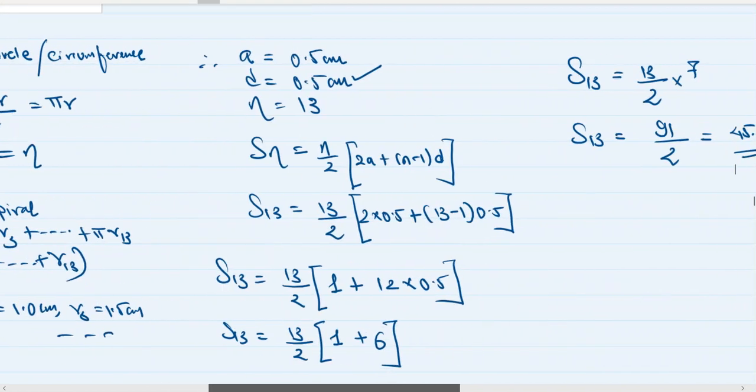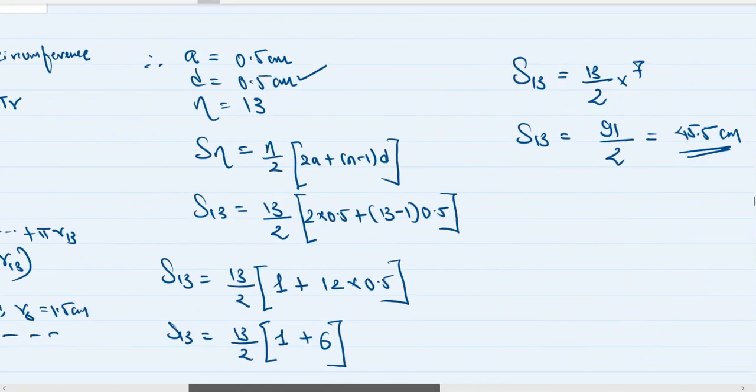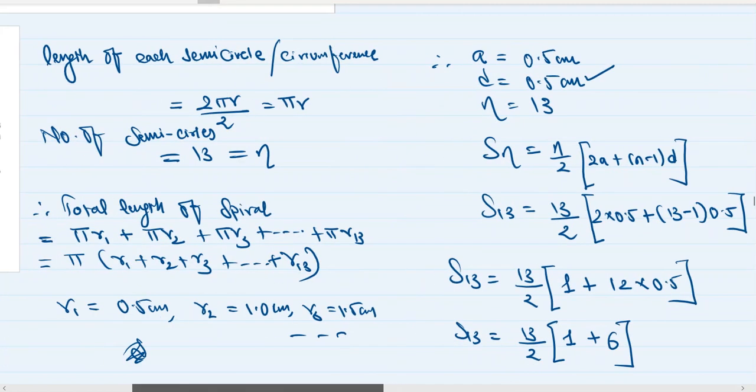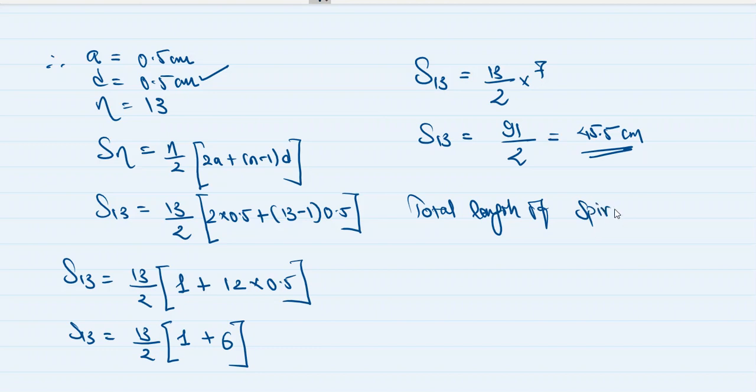No, this is just the sum of 13 terms. So we have to find the total length of spiral, right? So total length of spiral, which is still to be found, is equal to pi bracket r1 plus r2 plus r3 up to r13. So pi is 22 by 7 multiplied by r1 plus r2 plus r3 up to r13, which is nothing but 91 by 2.